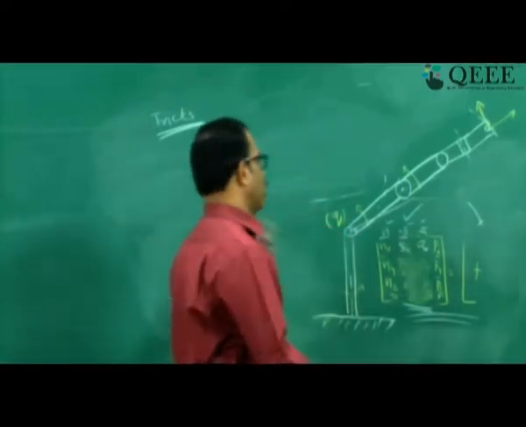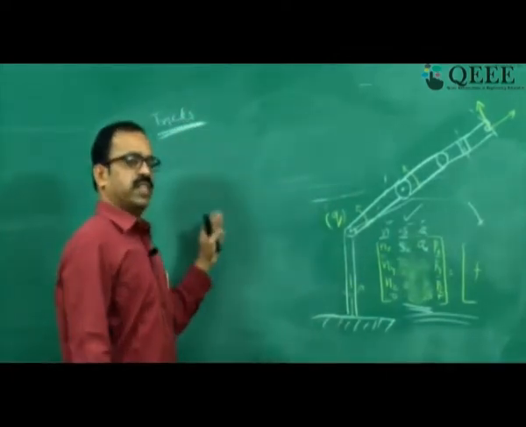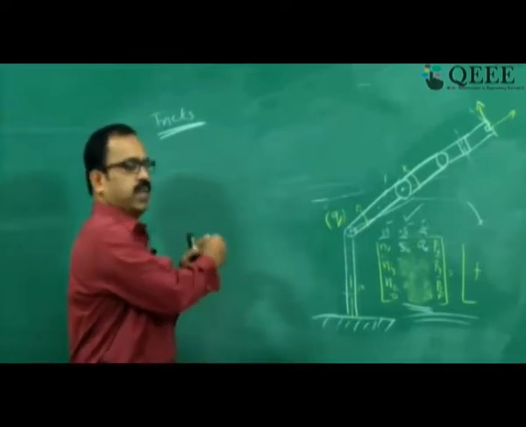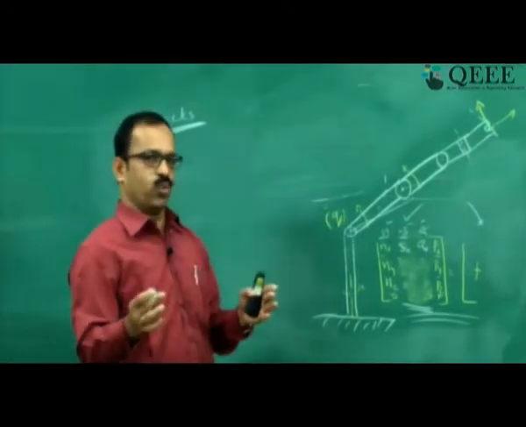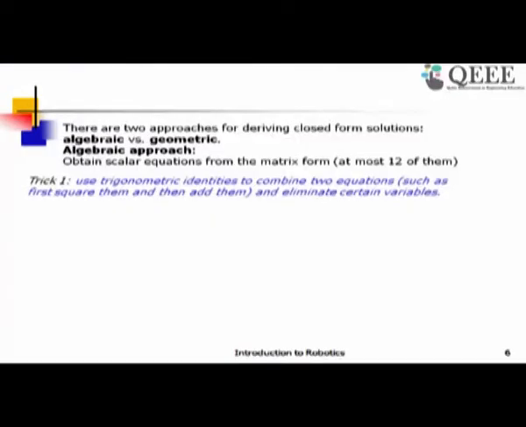So if you have like cos theta 1 plus sin theta 2, and sin theta 1 plus cos theta 2, you square and add them, some of them will get added up, and you can see cos square theta plus sin square theta is equal to 1, and therefore that will get eliminated. So like that you will be able to use trigonometric identities. Using trigonometric identities you can reduce the complexity of the equation and try to solve it.